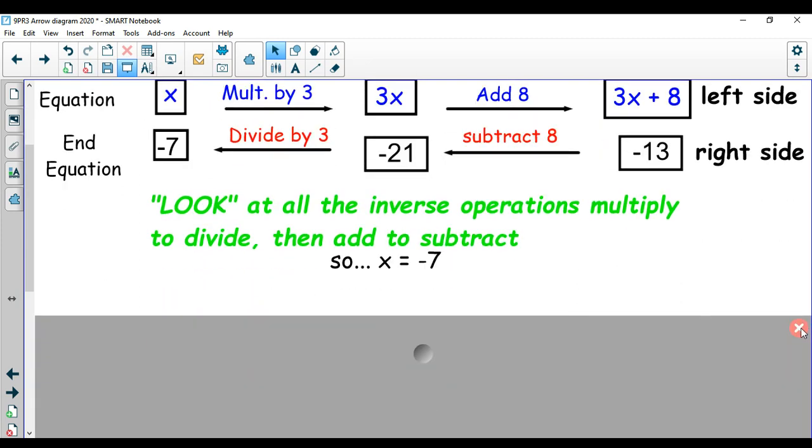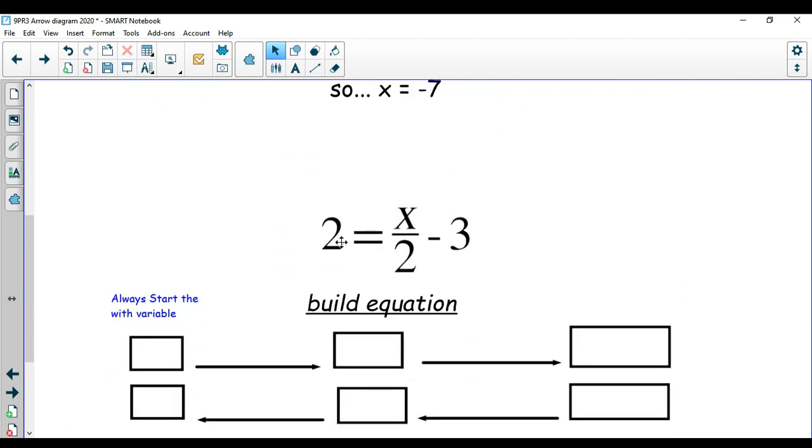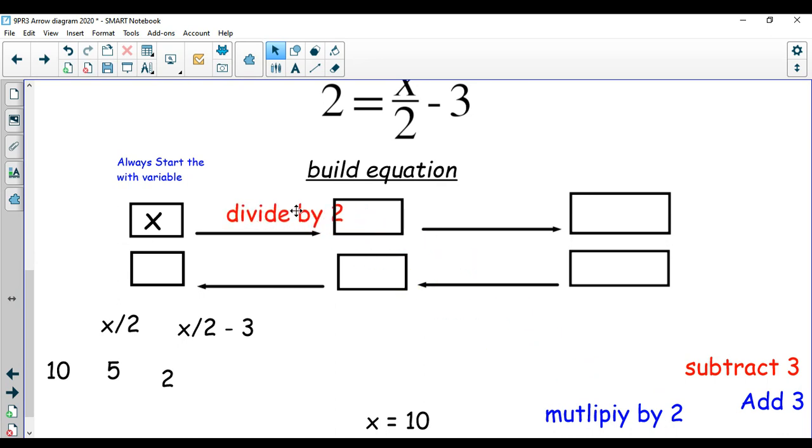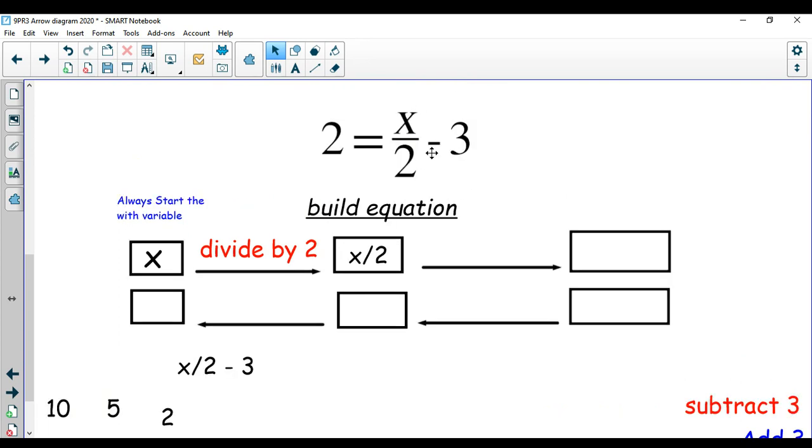Okay, let's try our last example here. Our next one, 2 equals x over 2 minus 3. Don't worry about the way this equation is set up. Everything's the same. Always start with a variable. My x. What's my first step to do to x? Well, I divide by 2. Divide by 2 to get x over 2. So now we have x over 2. Then what do we do to x over 2? We subtract 3. Subtract 3 to get x over 2 minus 3.